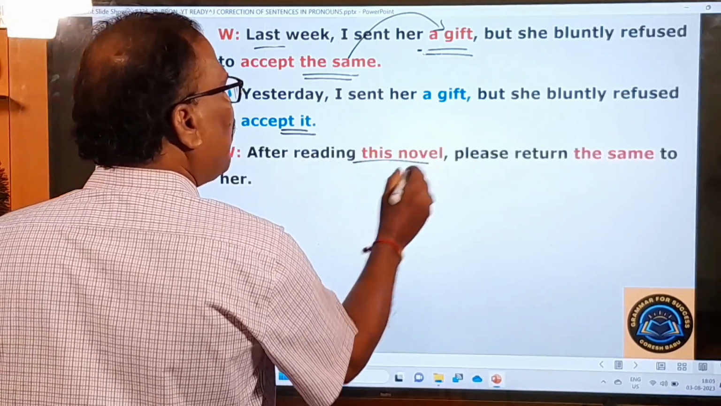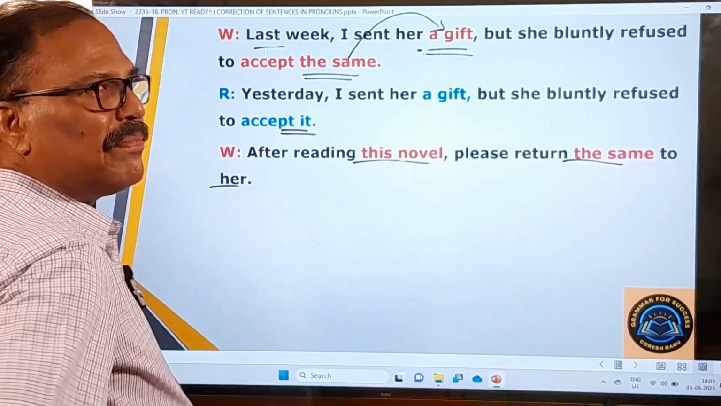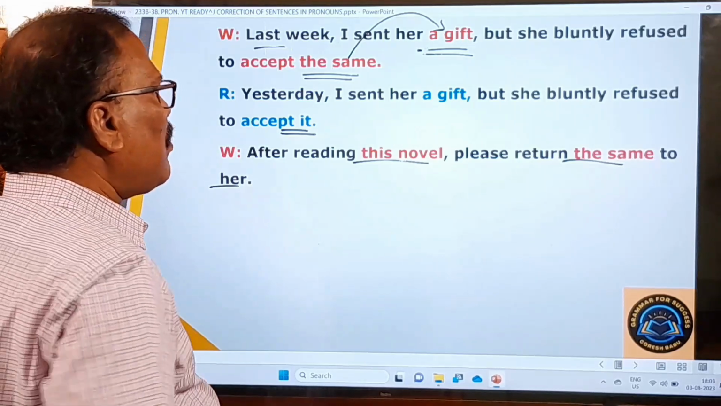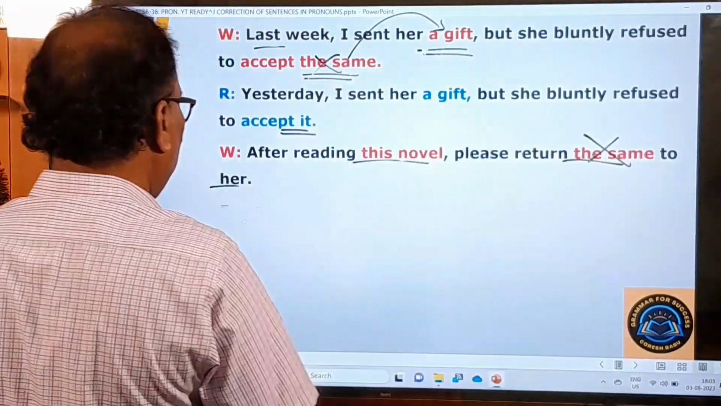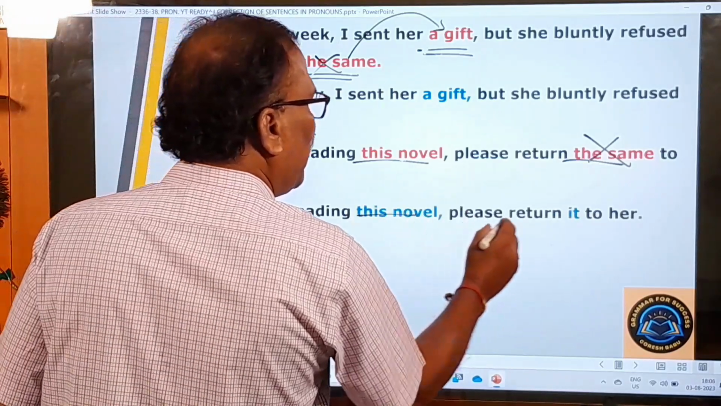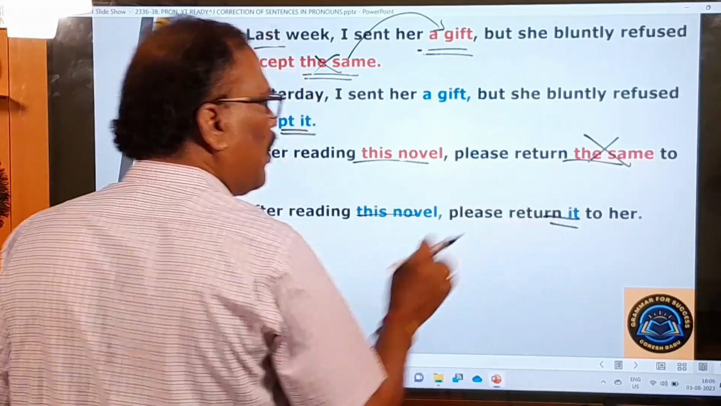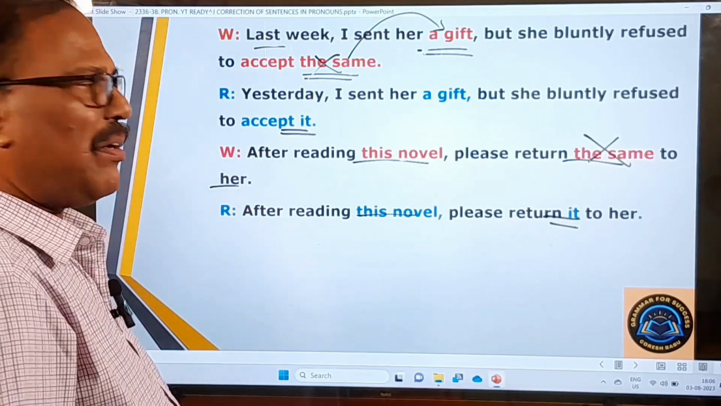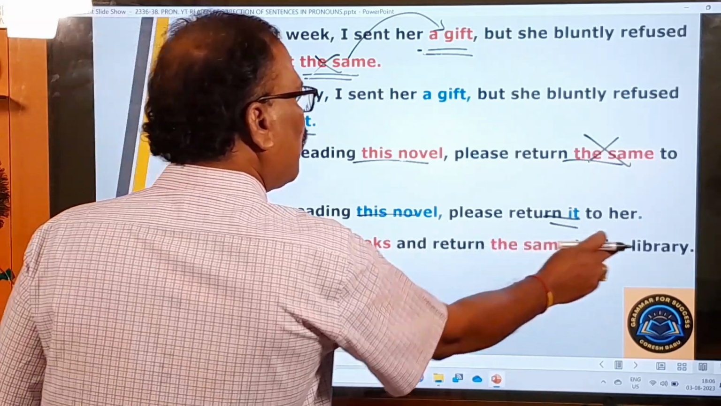"After reading this novel, please return the same to her." You say "the same." Don't use the word "same," wrong. Okay, what should we say? After reading this novel, please return it, because it is a singular noun and therefore you are using "it" here. Please return it to her. Okay, and here: "Take these books and return the same to the library."